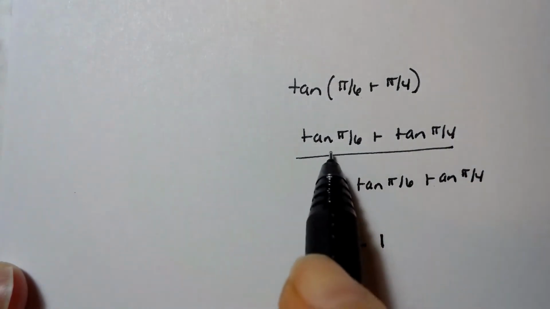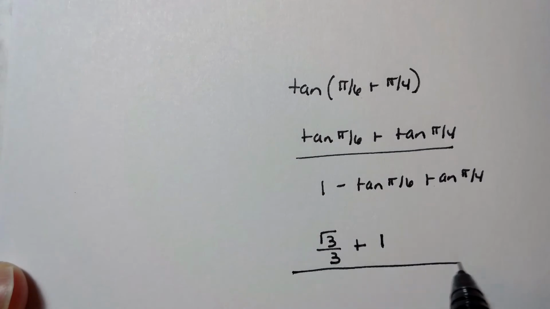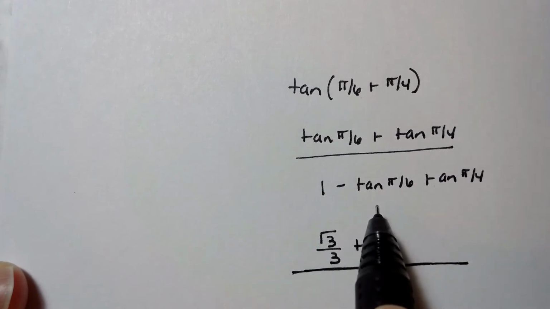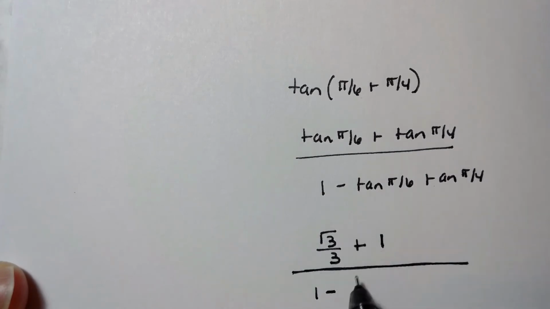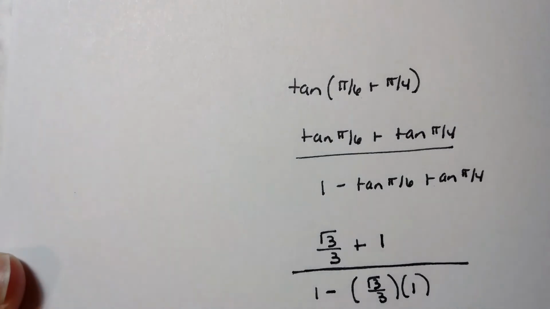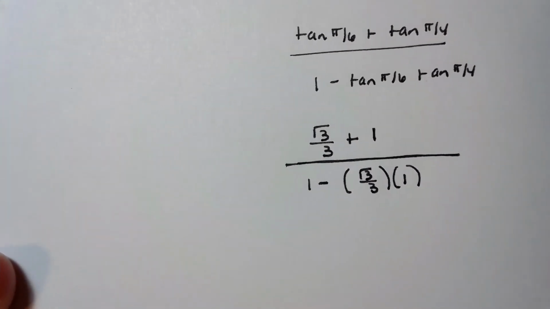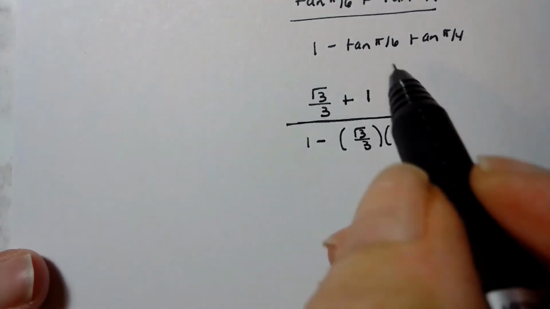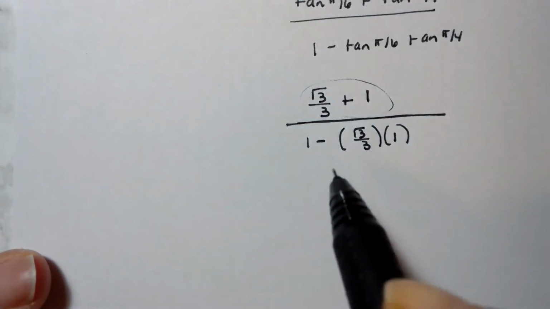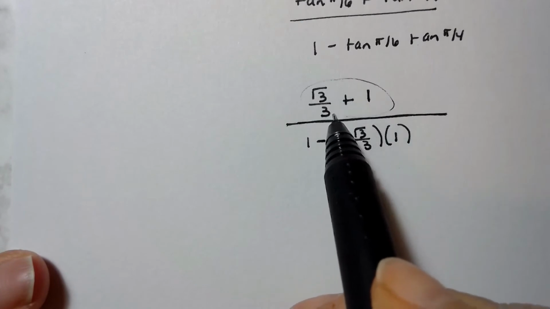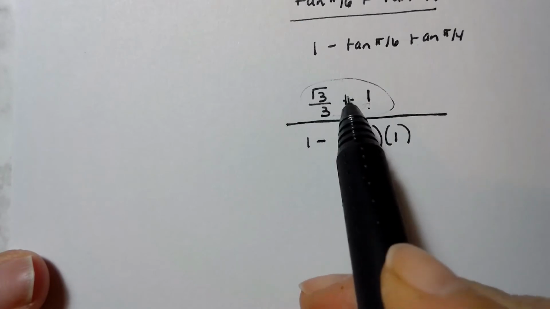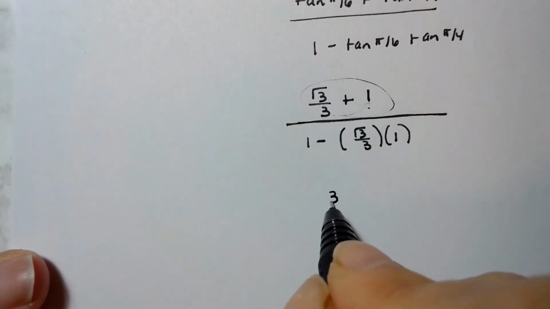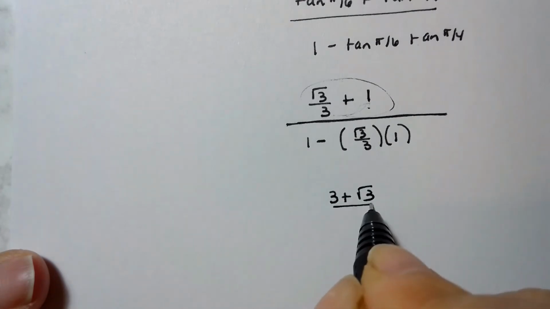Okay, now that's just my numerator that I worked on. So I'm going to put my division bar, and now I'm going to work downstairs. I've got 1 minus, well, pi over 6 is root 3 over 3 times pi over 4 is 1. Okay, so I have this ugly looking fraction. Let me make that smaller. I'm going to work just in the numerator for a second. Root 3 over 3 plus 1 is 3 times 1 is 3 plus root 3. So I have 3 plus root 3 back over the common denominator.